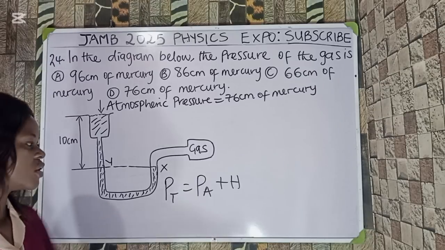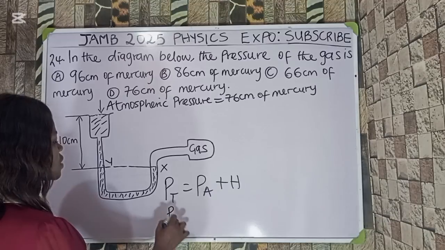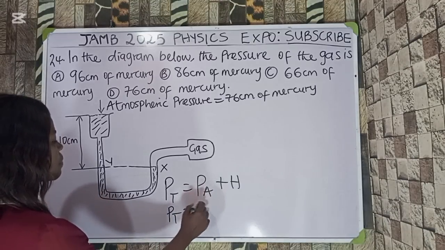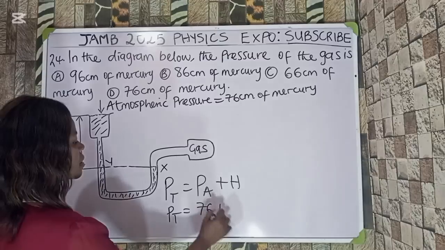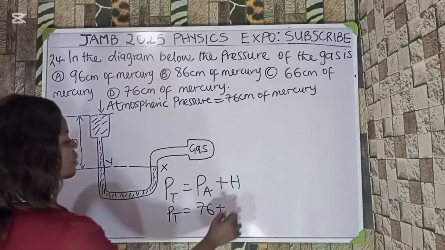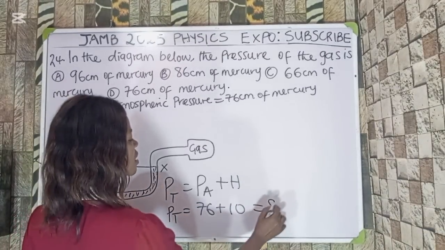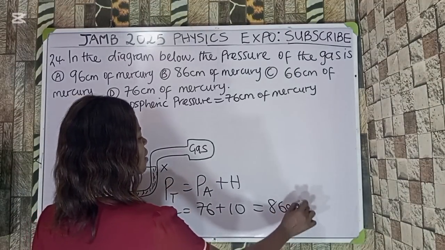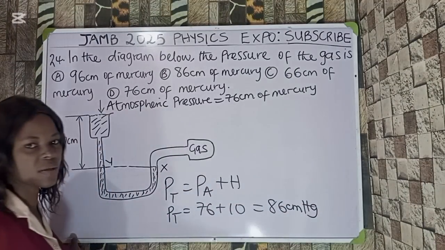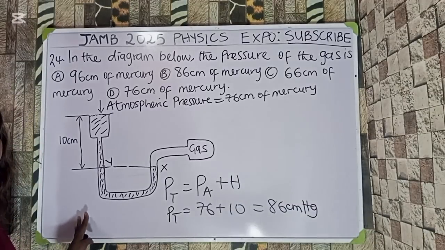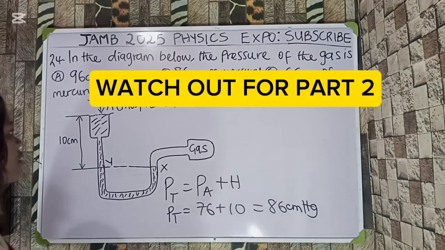Do you understand? So the total pressure from this question is the atmospheric pressure, which is 76, plus the height, which is 10. So simply when I add it, it's going to give me 86 centimeter of mercury. Do you understand? So this is how to solve problems involving pressure. Alright, so the correct option to this question is option B.